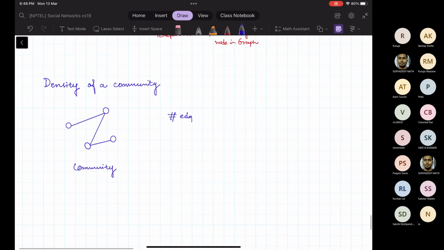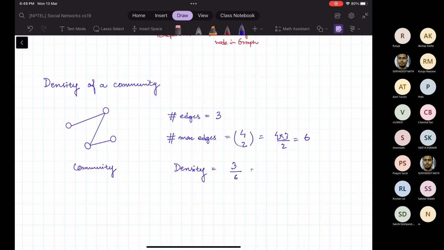The number of edges is 3, and the maximum number of edges that can exist with 4 nodes is 4 choose 2, which is basically 4 into 3 by 2, that's 6. So density would be 3 over 6, that is half. I hope it is clear. Someone was asking about density. If you have any other questions, you can ask.